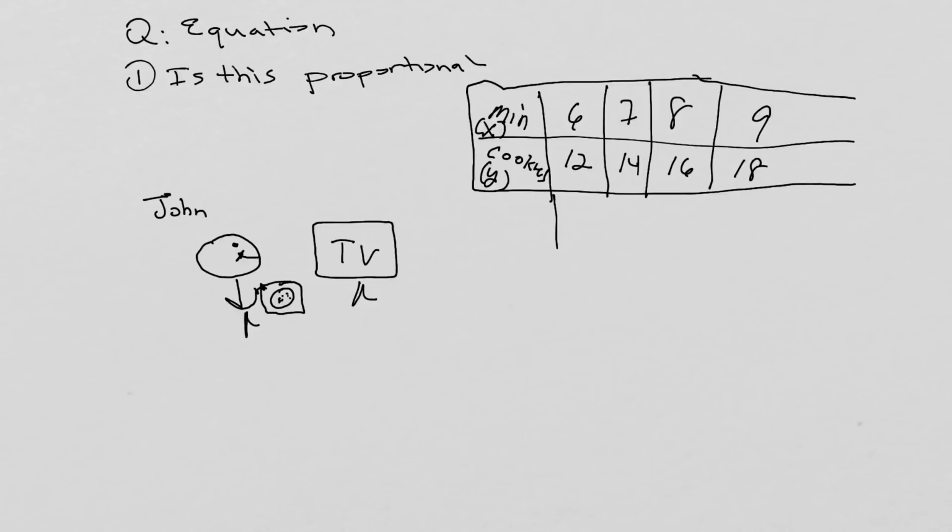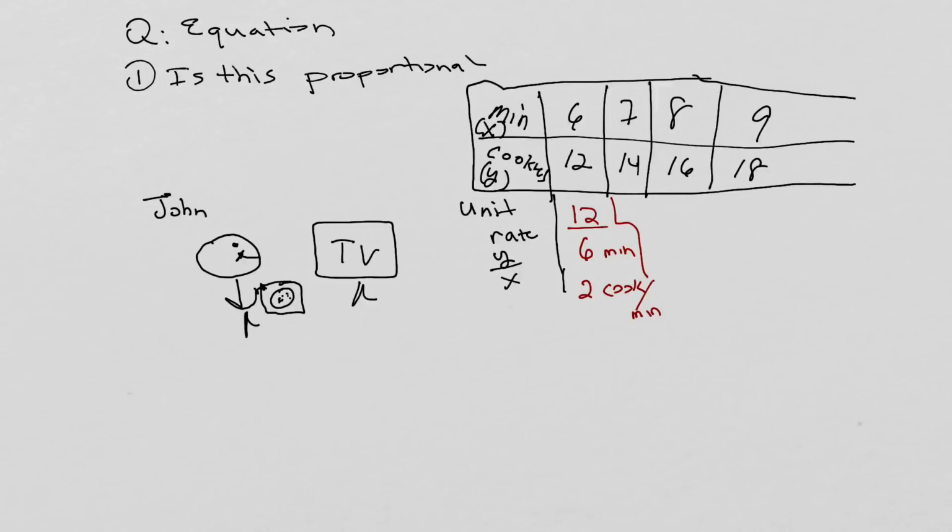Remember, in order to determine whether or not this is proportional, we have to find the unit rate. How do we find the unit rate? It's just whatever the y is divided by whatever x is. So in this case, y is the number of cookies, so we have 12 cookies, and we're eating them in 6 minutes. That means that the unit rate is 2 cookies per minute.